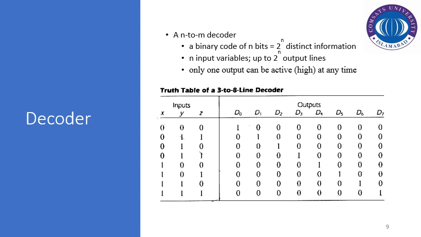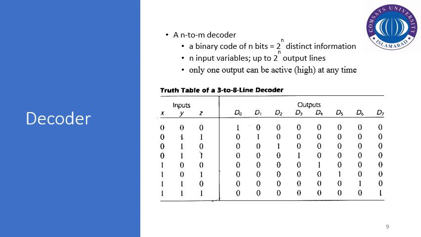So how do we read an n to m decoder? It's an n to m line decoder, where n is the number of inputs and m is the number of outputs. If the input is a binary code that has n bits, then we have 2 raised to power n distinct information bits available in a code. So we have 2 raised to power n output lines. So m is equal to 2 raised to power n output lines.